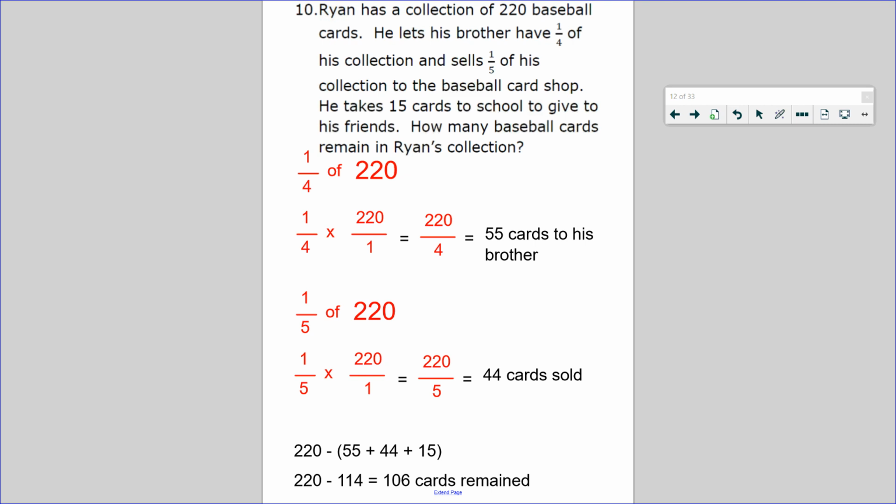And last but not least, number 10. Brian has a collection of 220 baseball cards. He let his brother have 1/4 of his collection, and he sells 1/5 of his collection to the baseball card shop. Then he takes 15 cards to school to give to his friend. How many does he have left?